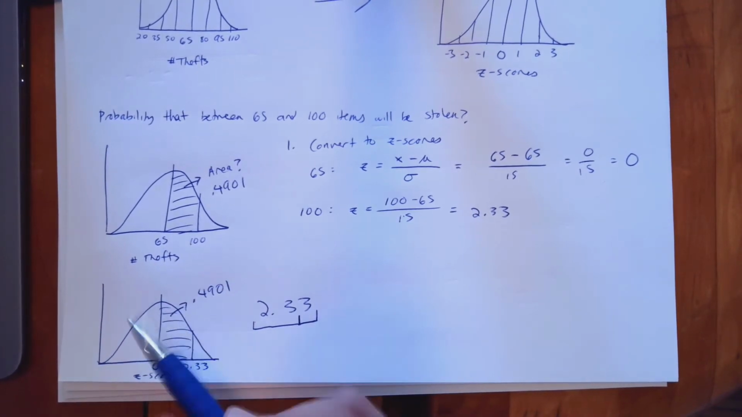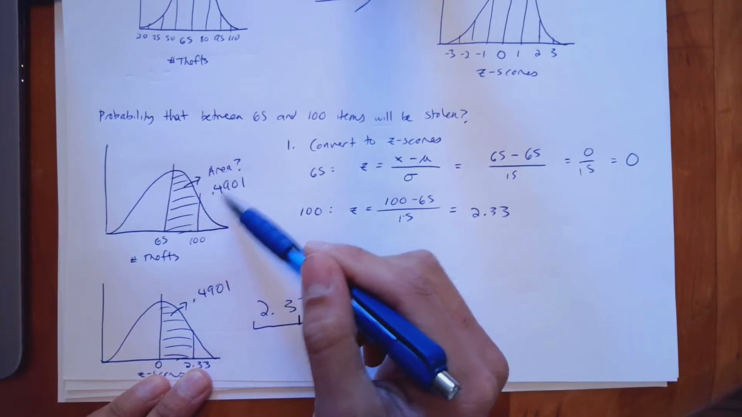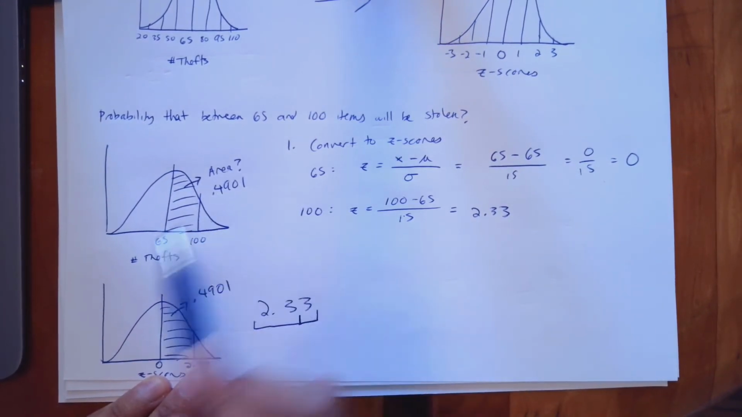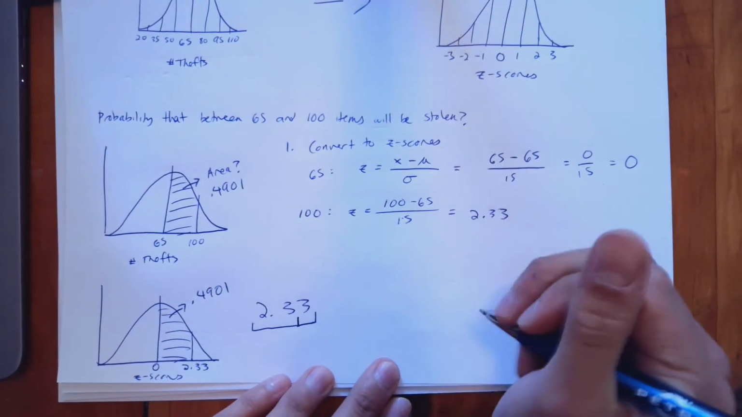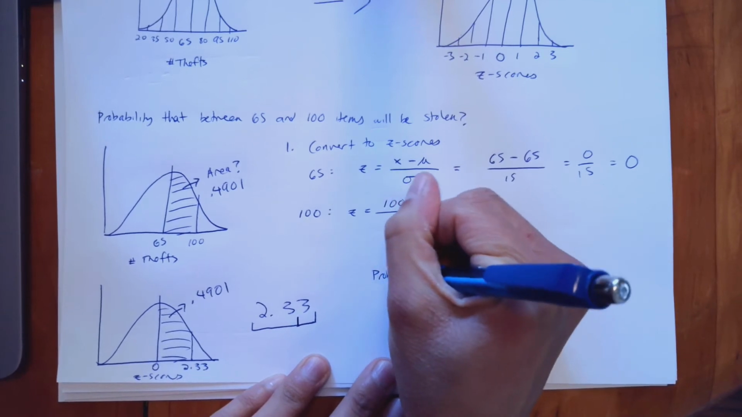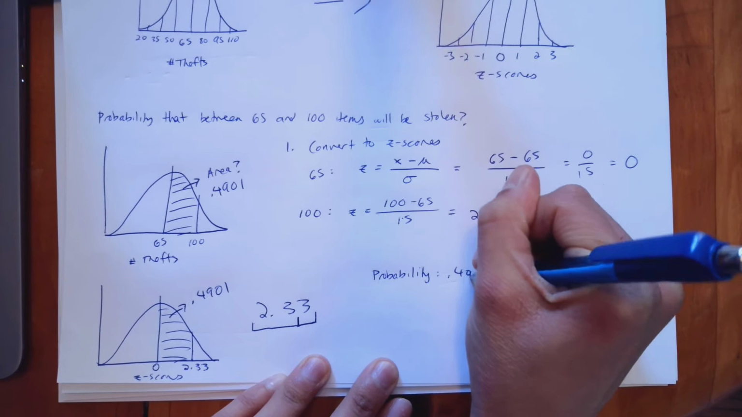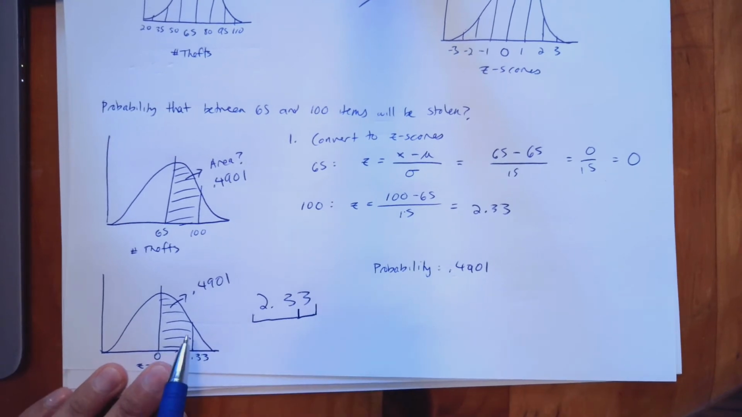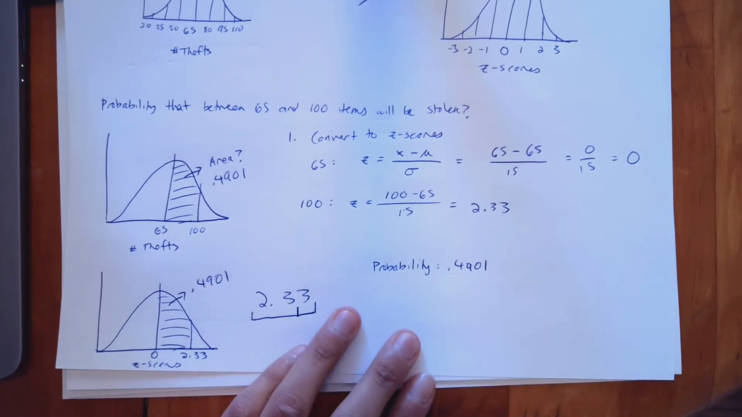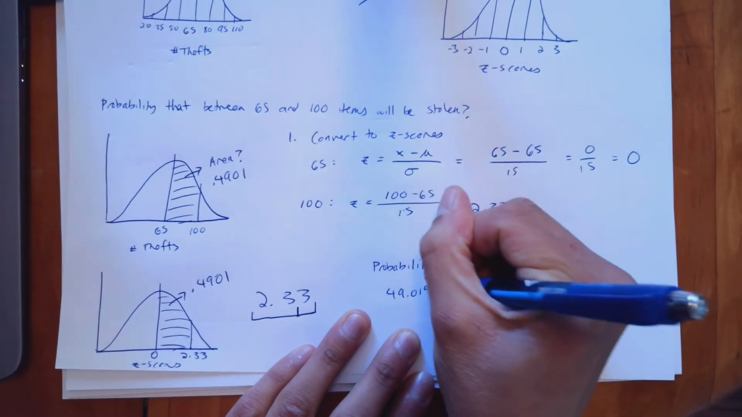We knew that that probability would be equal to the area under the curve between 65 and 100. So since we were able to find the area on the standard normal distribution and say it's equal to the area on the regular normal distribution, this area here is equal to our probability. So we can say that we have a probability of 0.4901, again equal to the area under the curve between 65 and 100, which we just found using our standard normal distribution and our z-table.